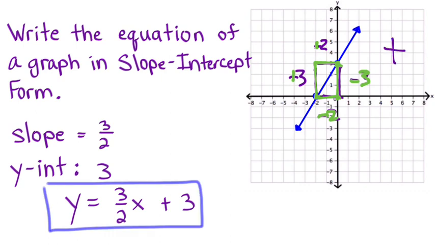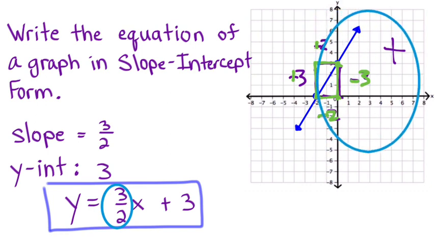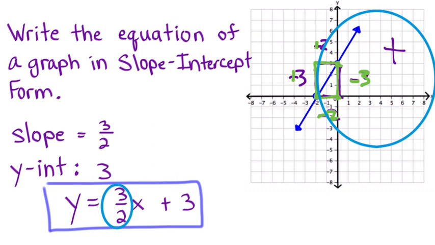And notice that my slope is positive, right? This is positive, and the visual of this line is definitely positive, right? It ends up in the positive quadrant.